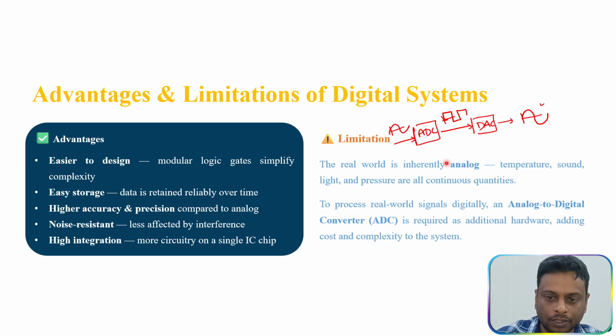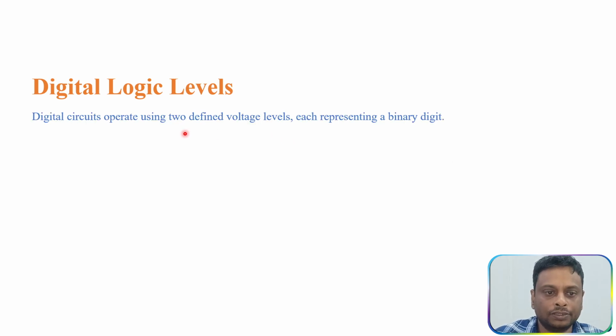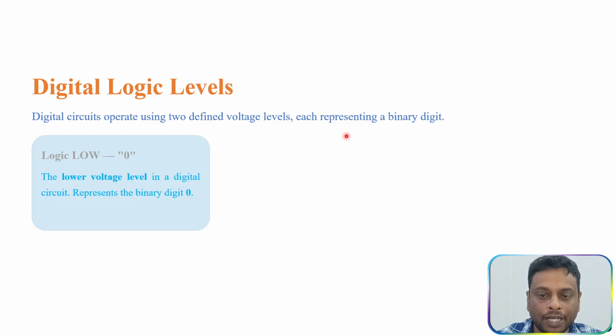Next one is logic levels. So what is a logic level? Digital circuits operate using two defined logic levels, each of which represents a binary digit. You can see what logic 0 is: the lower voltage level in the digital circuit represents the binary digit 0.